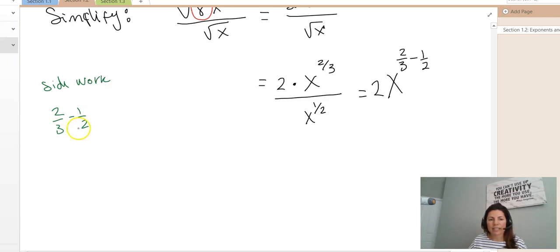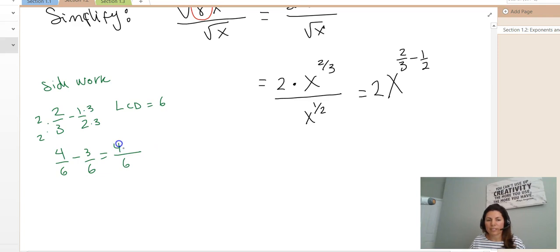This is getting a common denominator, 3 and 2. The LCD is 6, so I'm going to multiply this one by 2 to make it a 6, and this one by 3, top and bottom. So I have 4/6 minus 3/6. So now that the denominators are the same, I can just subtract the numerators. So I get 1/6. So going back over here, then my answer looks like it's going to be 2x to the 2/3 minus 1/2, which I just found to be 1/6.